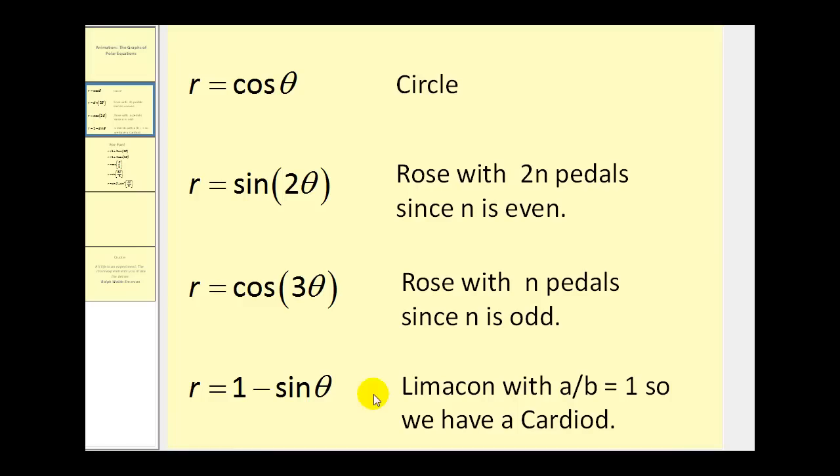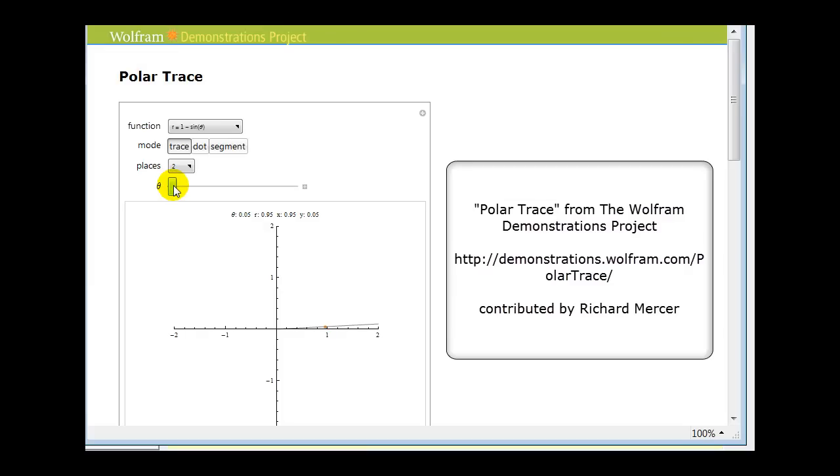And the last one I want to look at more thoroughly would be the limaçon, where we have r equals 1 minus sine theta. Since a divided by b would equal 1, we have the special case of a cardioid. Let's take a look. As theta increases from 0 to pi over 2 radians, we can see r went from a value of 1 and decreased back to 0. Then from pi over 2 to pi radians, the r value increases back to positive 1.